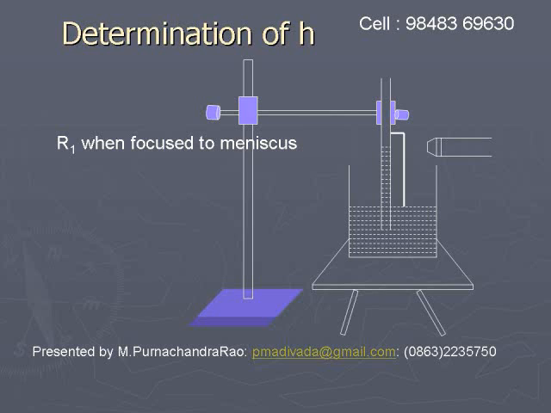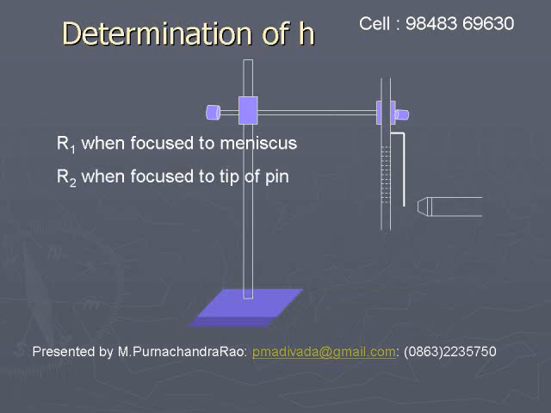The horizontal cross wire in the microscope is made to coincide with this lower meniscus. Then a reading will be taken on the vertical scale of the microscope. It is indicated by R1.